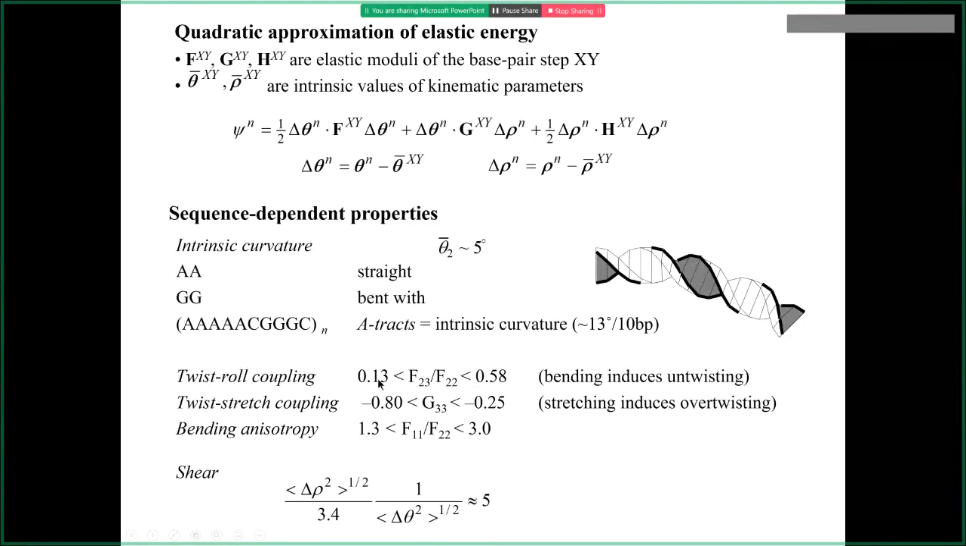Now there are also base pairs which exhibit twist-roll coupling, so there would be coupling between the twisting and bending deformation. Twisting and stretching is coupled as well, so if you stretch the DNA, it has a tendency to over-twist. There's bending anisotropy, so the DNA is more flexible in one direction than in the other to bending, and there's some shearing deformation as well.